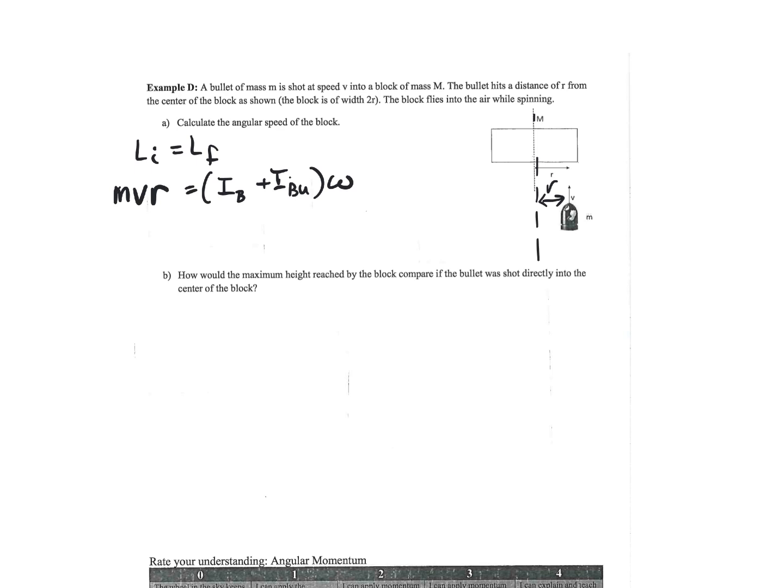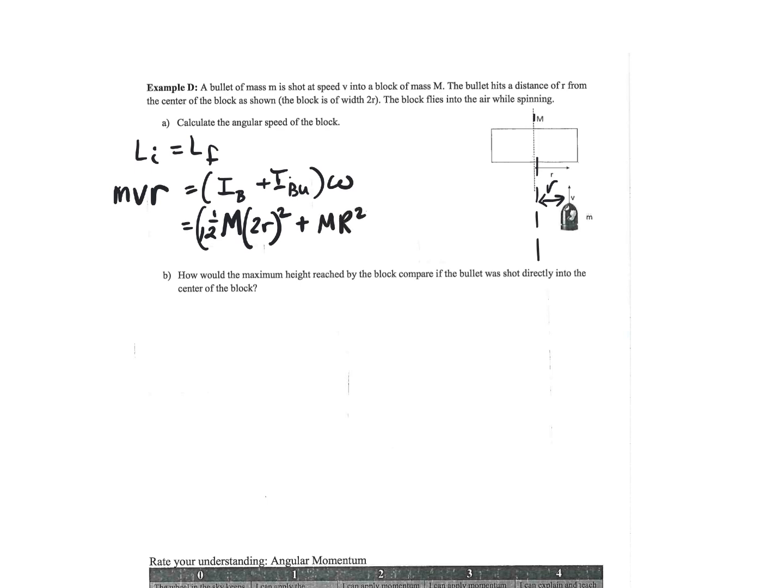What is I of the block? Well, for a rectangular block, let me give you a hint. It's 1/12 mr squared. But that would be the length of the block, okay? Normally, in an AP question, they would have given you the inertia. They're not going to expect you to remember that. So this is 1/12 mass of the block, and this is 2r, 1/12 2r squared, because that's the length, right? Plus the bullet, which would just be like a point mass, wouldn't it?